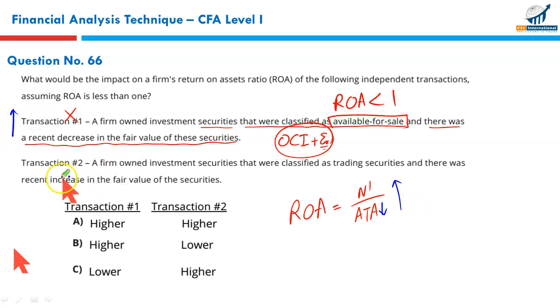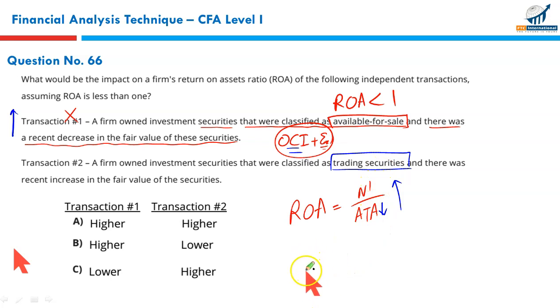All right. Then transaction 2, a firm owned investment securities that were classified as trading securities. Trading securities are those securities that have been held for the purpose of short-term purchase and sale. Any unrealized holding gain and loss, if the fair value goes up, it's considered as an earning in the current income statement. If the value falls, the loss is reported as a part of loss in the current income statement. Available for sale fair value up and down goes to OCI. Trading securities fair value up and down goes to income statement.